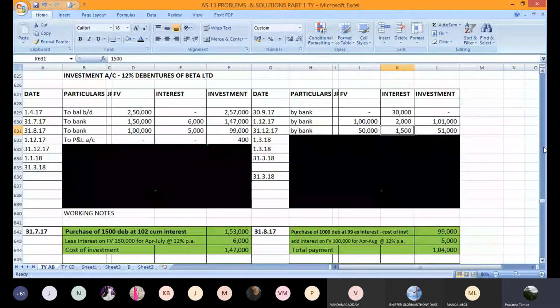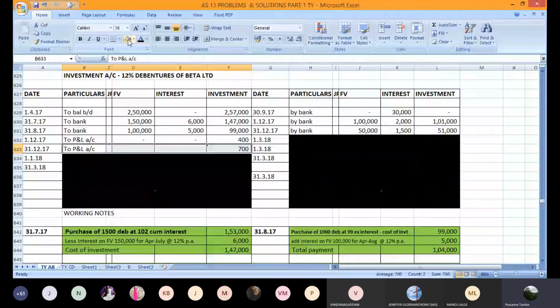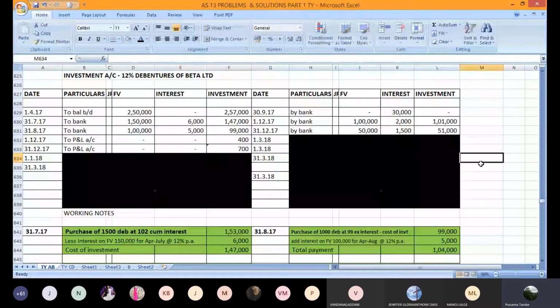And then how much was the profit? 700. Yes, what was the profit on this transaction? 700. So that 700 rupees is transferred here. So to P&L account 700 rupees. Profit is getting transferred to profit and loss account. So two entries, one for sale, one for transfer of profit.